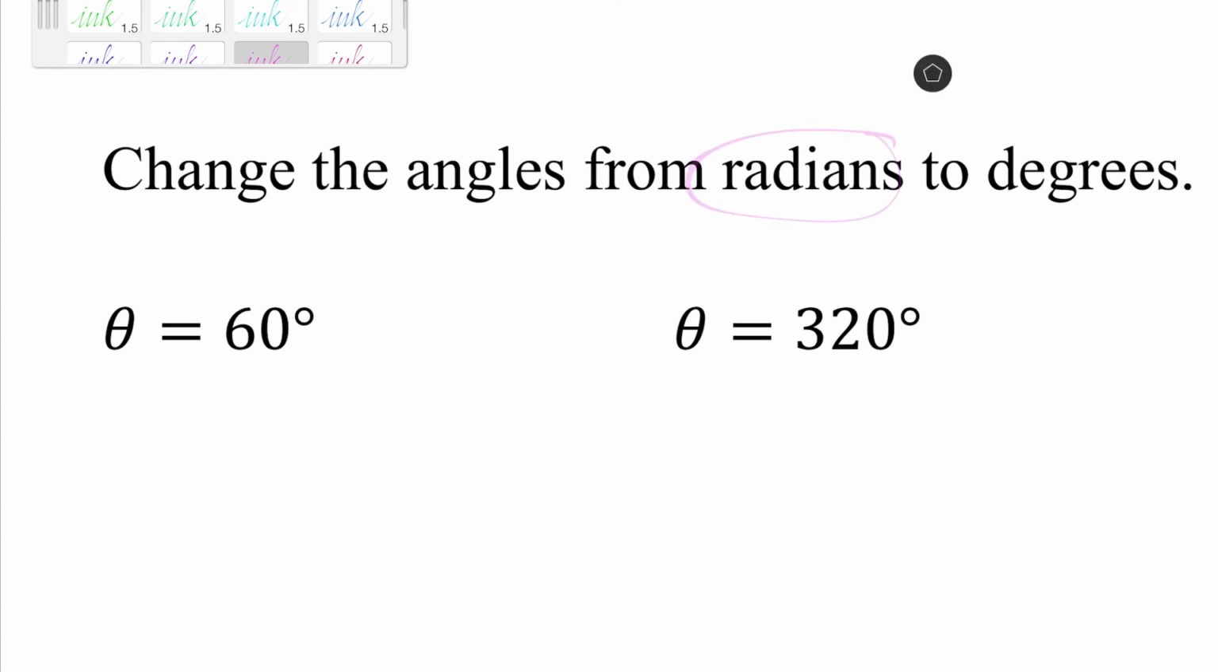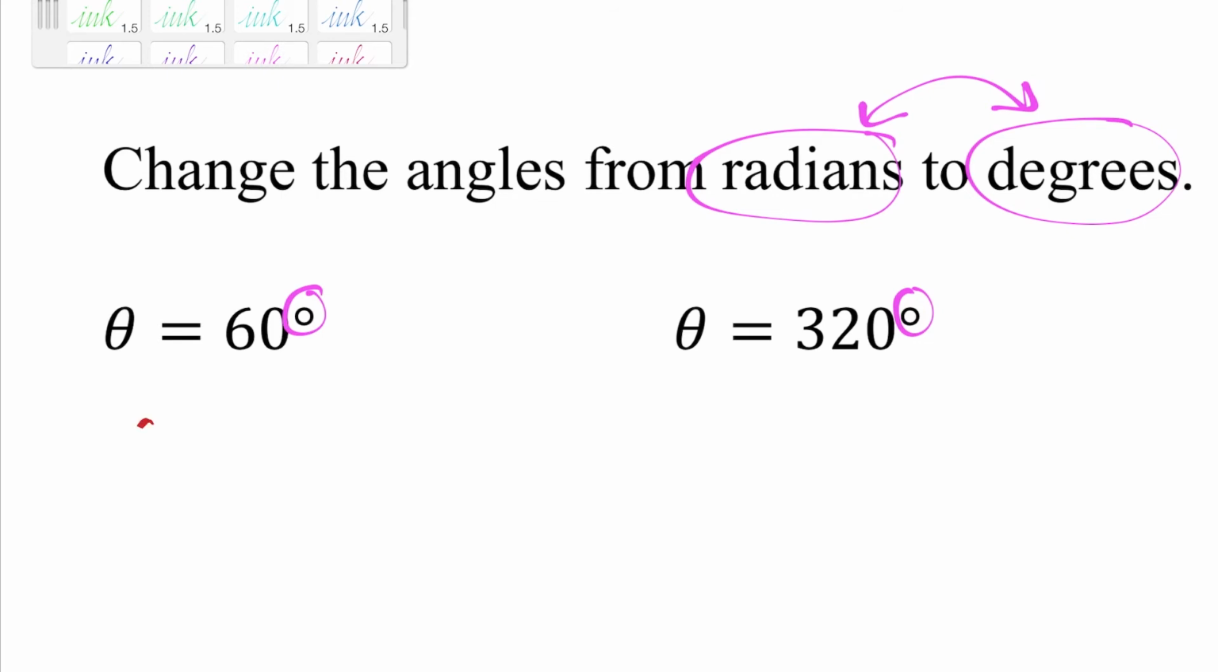I don't know why that switched. So it's in degrees right now. We see the degree symbol, and so we want to change it to radians. I definitely got these switched around. My bad. So I'm starting out with 60 degrees.